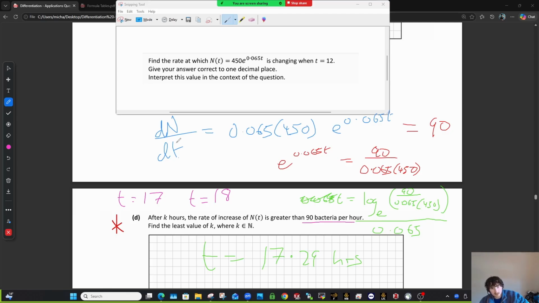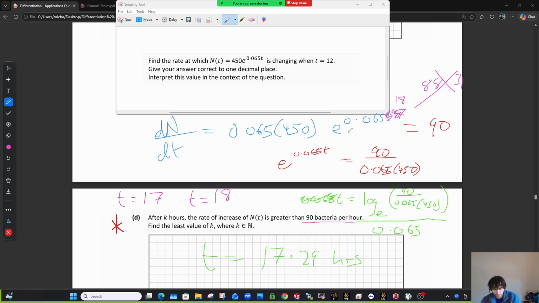So this is our dN/dt formula up here, right? Sub the 17 in and then sub the 18 in, and let's see what happens. If we sub 17 in here for t, is it above or below 90? So 0.065 multiplied by 450 multiplied by e to the power 0.065 times 17 works out as 88.31. Is that greater than 90? No, it's not.